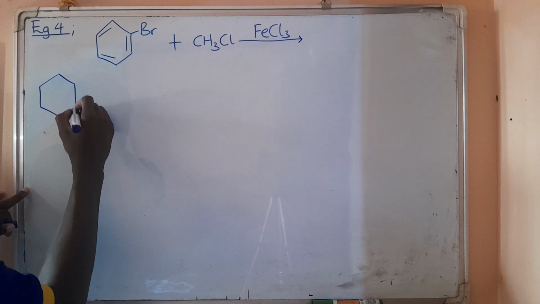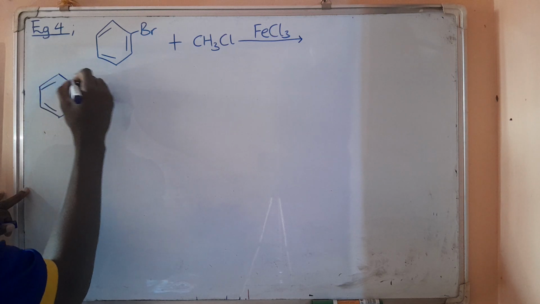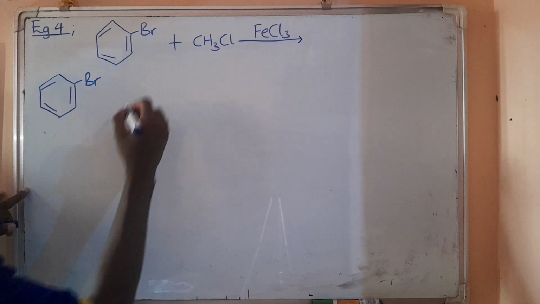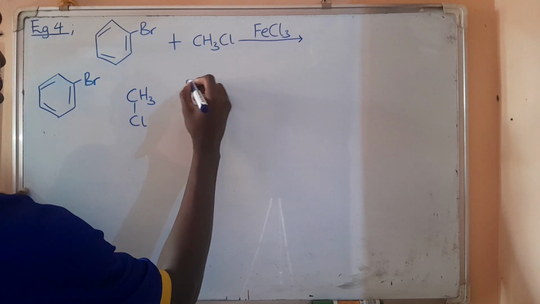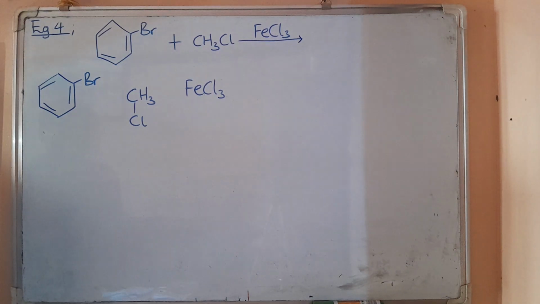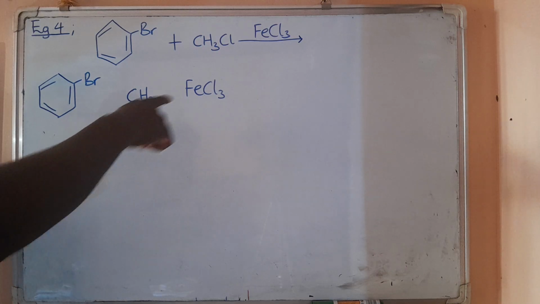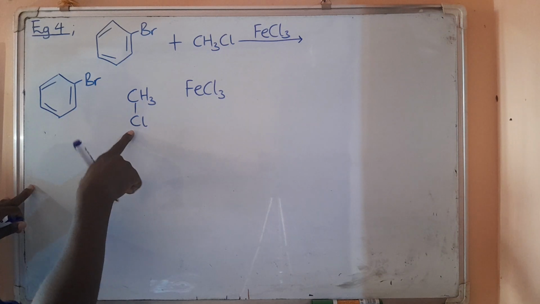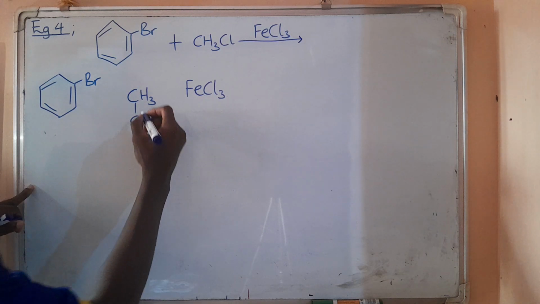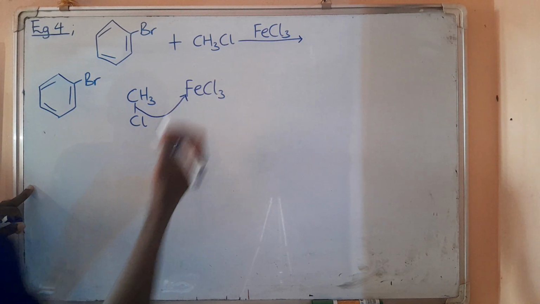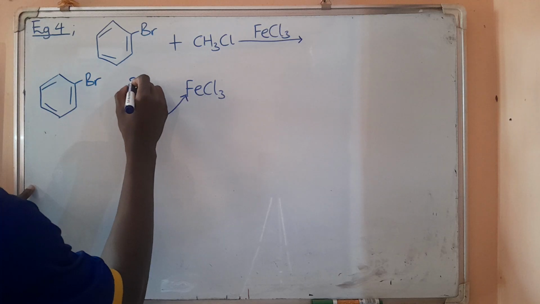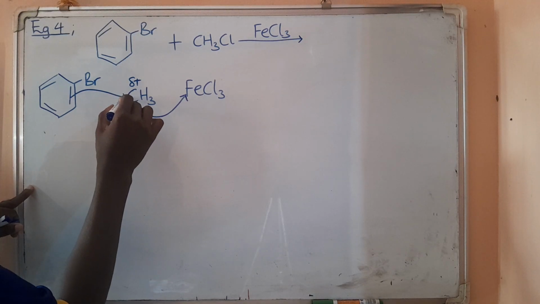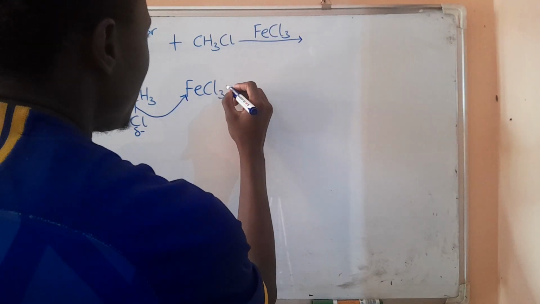So we have bromobenzene. I want to react it with CH3Cl in the presence of iron 3 chloride. For reasons that I've highlighted earlier on, this iron is electron deficient. So chlorine can take electrons, since it is more electronegative than carbon, then bring those electrons and donate them to the central metal atom in iron 3 chloride. Then this has a partial negative charge, this has a partial positive charge, indicating that it is electron deficient. Then we can donate electrons to it. As a result, we shall have the following.